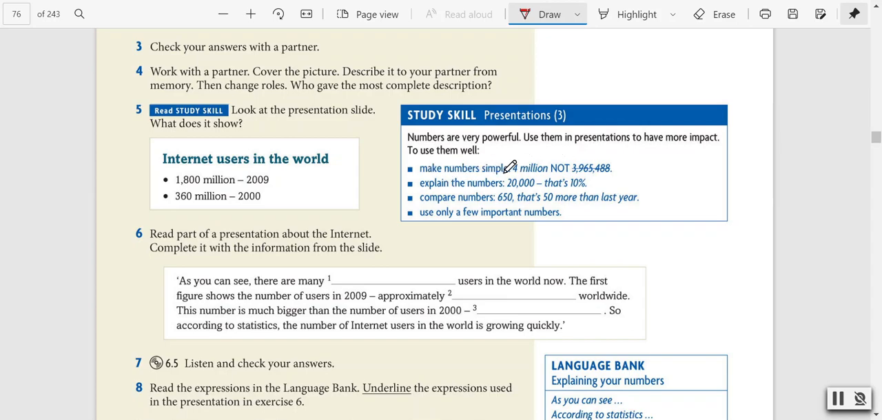Okay, make numbers simple, familiar. It means use simple numbers.